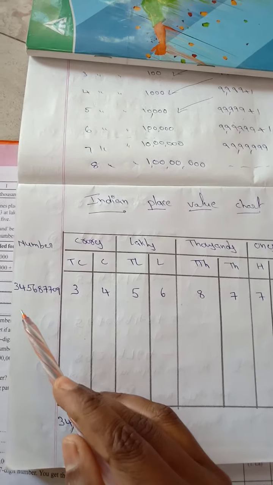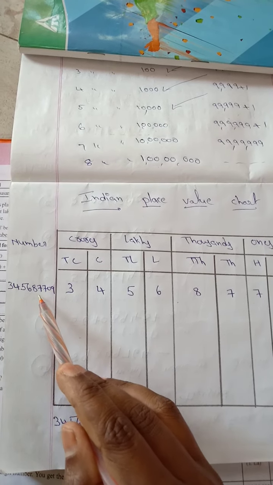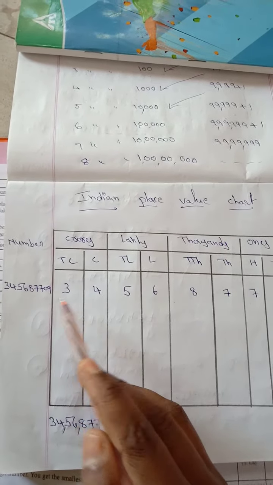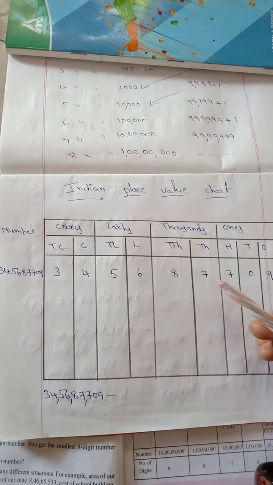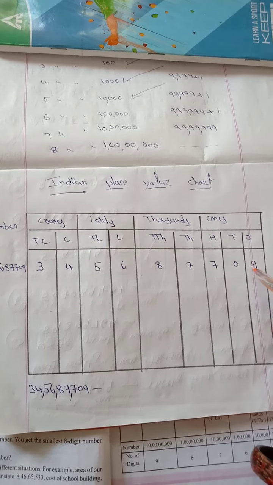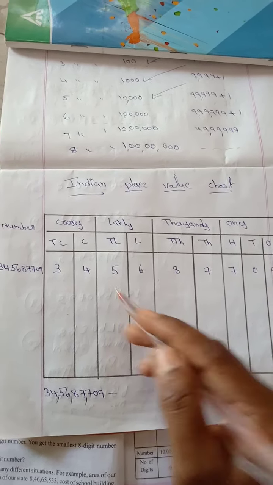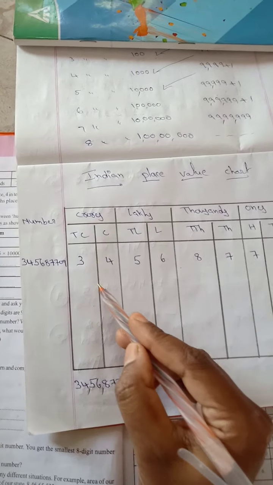Here I am giving one number: 3 4 5 6 8 7 7 0 9. From the ones place, or the right side, we can substitute the digits in the columns, 9 0 7 like that. Now we can read this number.